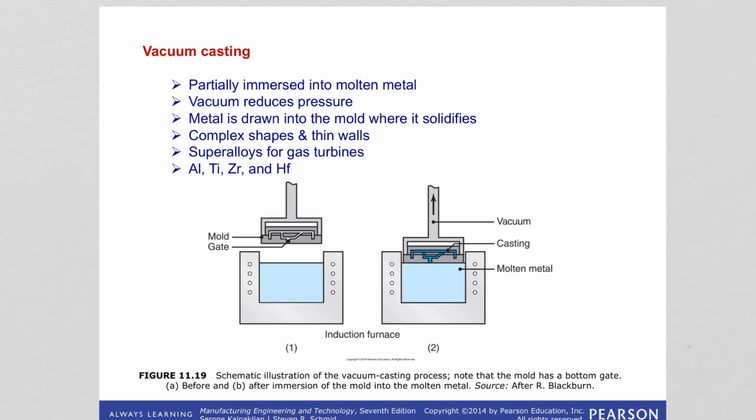So vacuum casting is suitable for particularly thin-walled complex shapes. And typical parts made are superalloy gas turbine components with thin walls. In this process, as you can see, we have an induction furnace, and inside the furnace we have the molten metal.